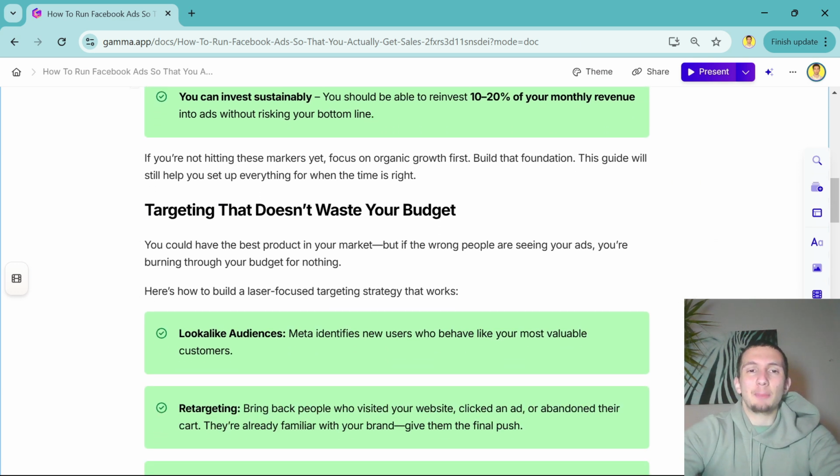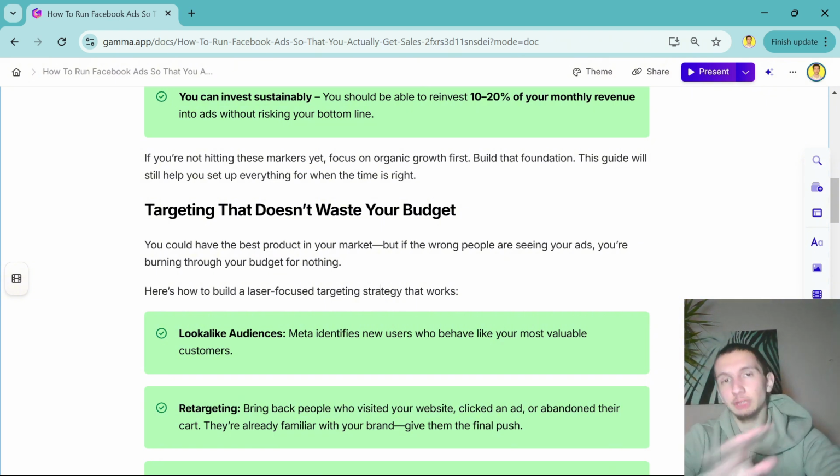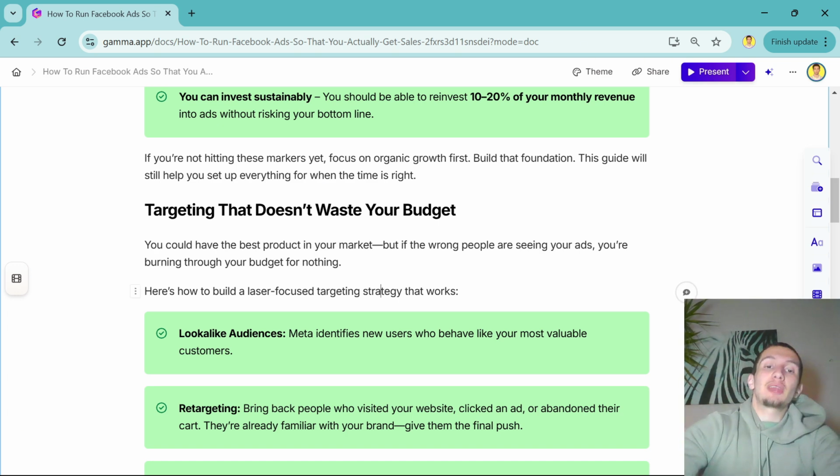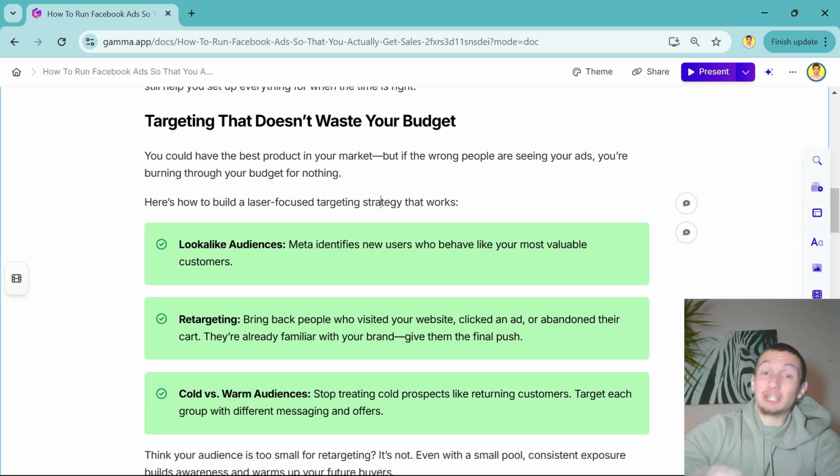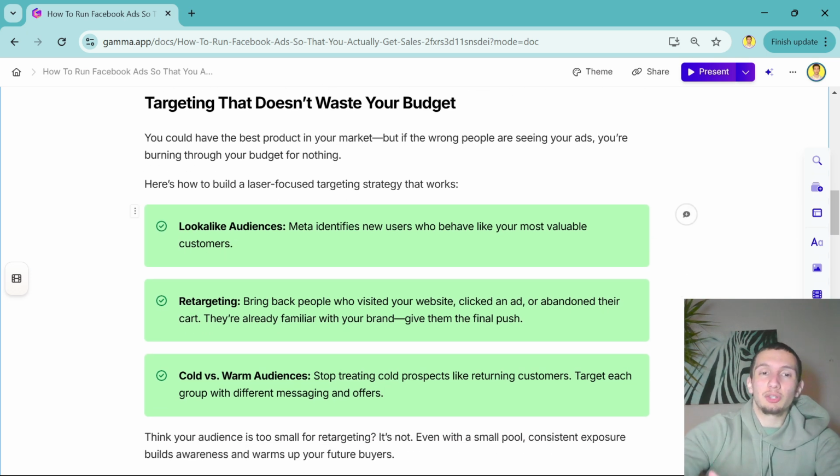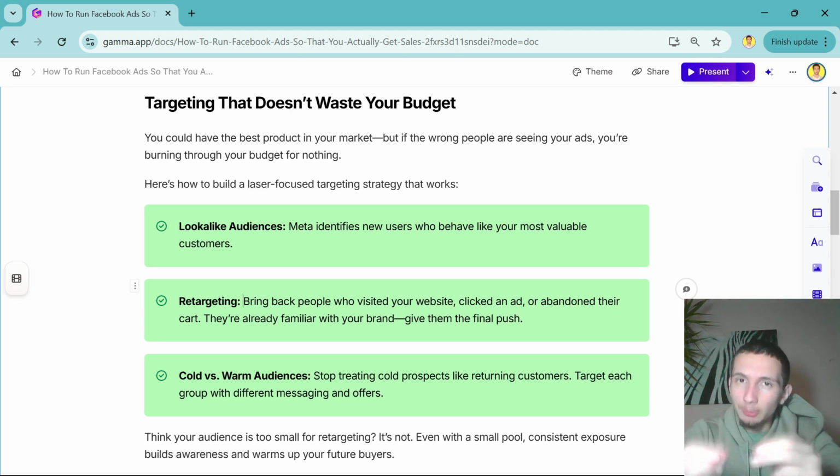You could have the best product in your market, you could have product market fit, everything, but if the wrong people are seeing your ads, you're burning through your budget for nothing. This is the truth. So, to build a laser-focused targeting strategy that works, you need lookalike audiences. You need to be doing retargeting, running retargeting campaigns. This is the biggest gold mine most e-com brands are sitting on.